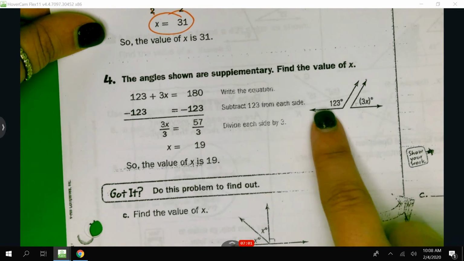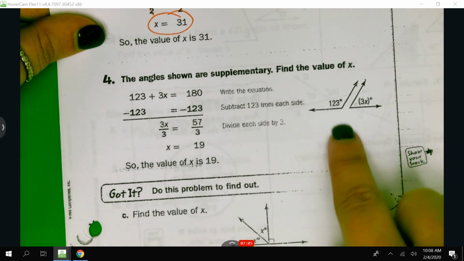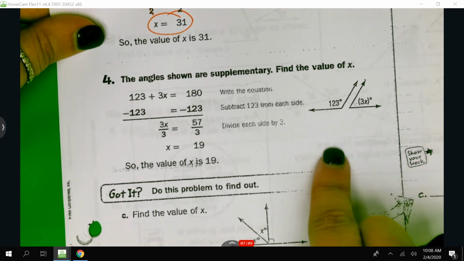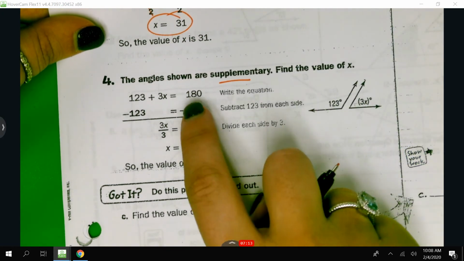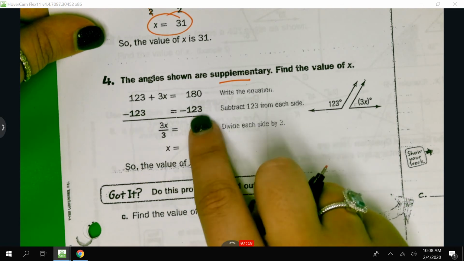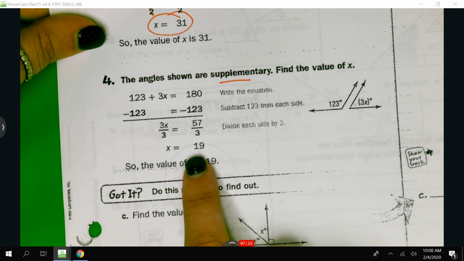Example number 4, you're looking right here. It tells you that those two angles are supplementary. So what do you know that they add up to be? 180, because they're supplementary, okay? So you can add the two together and set them equal to 180, and you can solve for x. So subtract 123 from both sides, and then divide by 3, you get x equals 19. Okay.